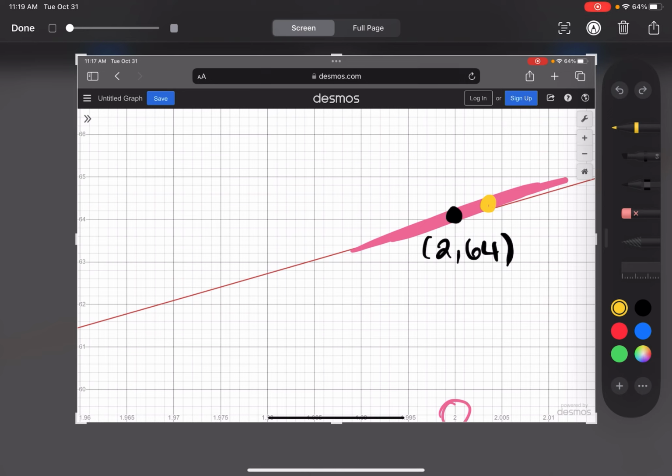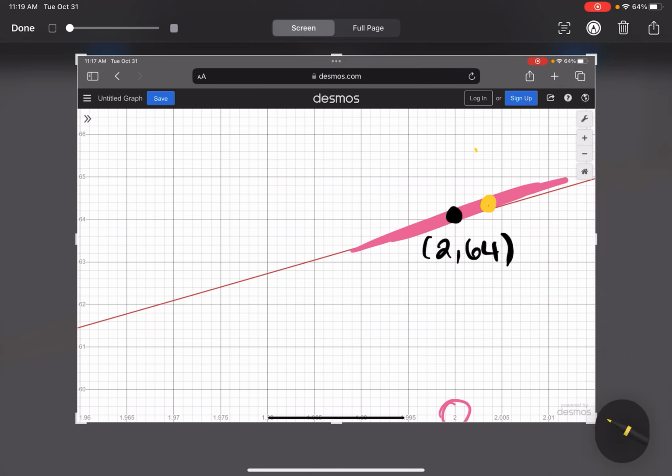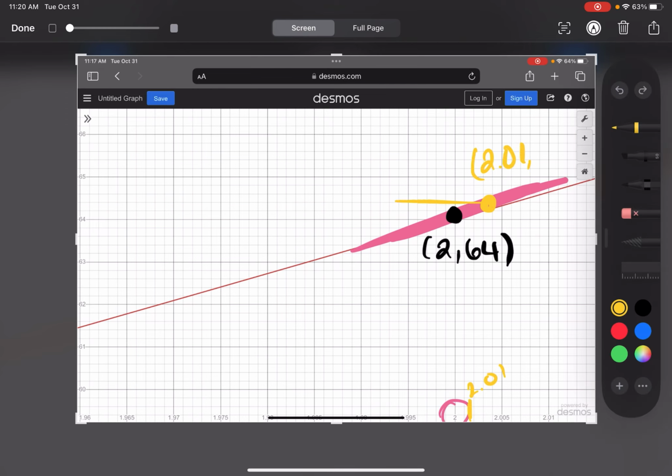And then the second point is just a point that's really, really close to this point. It's just a little bit farther away. So I don't know exactly what it would be, but we would probably say maybe 2.01. Maybe we're going to call that 2.01 over here. And then the y value would be whatever y value is over here. I already know what it is. It's 64.6416. It doesn't fit in there, so let me rewrite it.